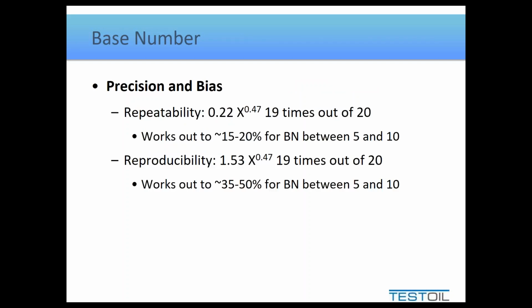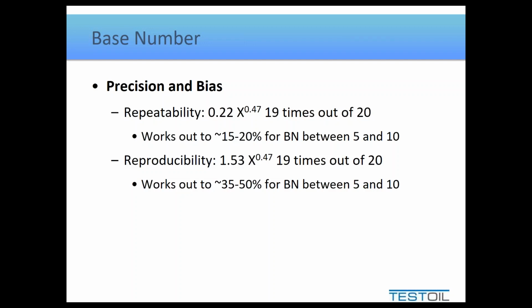The precision and bias statement for base number does look a little goofy because it is an exponent, and it's a decimal exponent. So unless you're an absolute math whiz, you're never going to do this in your head. So I've given you a range based on the expected base numbers of 5 to 10. For any values of 5 to 10, you can see the repeatability works out to around 15 to 20%, whereas the reproducibility is between 35 and 50%.